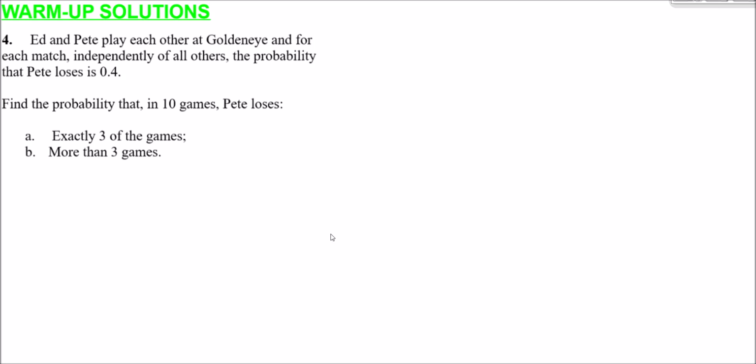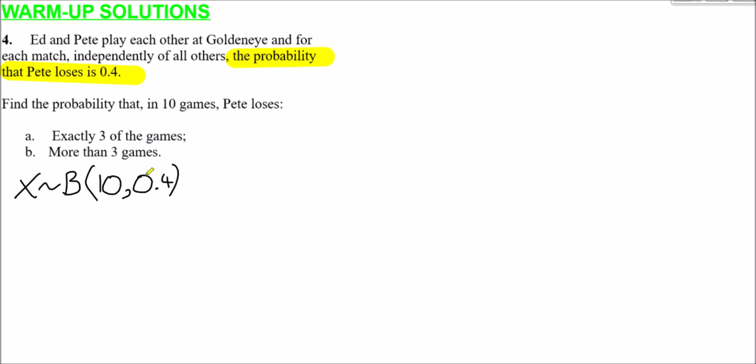So here we can hopefully deduce that it's either a win or lose game. Pete's either going to lose or not lose. Also, each match is independent of all others. So essentially we can model it as a binomial distribution. X is going to be binomial distributed. We've got 10 games, and the probability of him losing any 1 game is 0.4. So the parameters are 10 for 10 games and 0.4, the probability that he loses any 1 game.